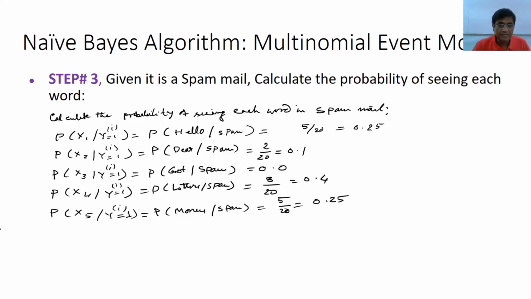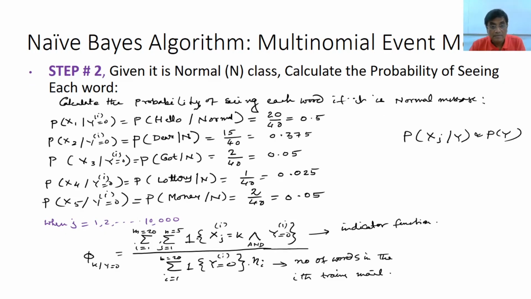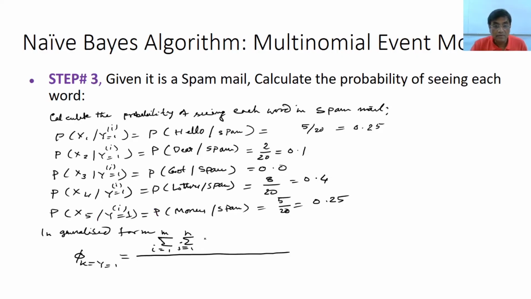0.25, and in generalized form, again using indicator function notation in generalized form, we can use y equals to 1, i equals to 1 to n, and j equals to 1 to n. These are for loops, okay, and exactly similar is what you will have to write.